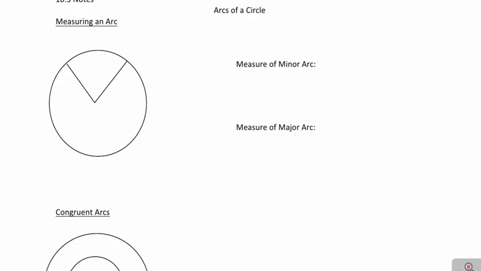All right, so continuing on, some more vocabulary related to arcs. We're going to talk about how to measure an arc. To measure a minor arc or a semicircle, so I'm just going to add that in there. So a minor arc or a semicircle, the measure is going to be the same as the measure of the central angle that it is between.